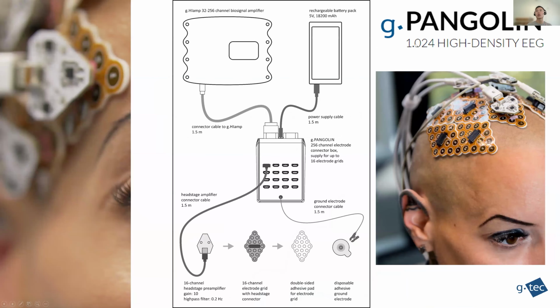The last application may be the pangolin, a high-density grid electrodes. One grid consists of 16 channels, so you can go up to 1,024 channels. We have a client using it along with EOG channels and ECG channels for language mapping.